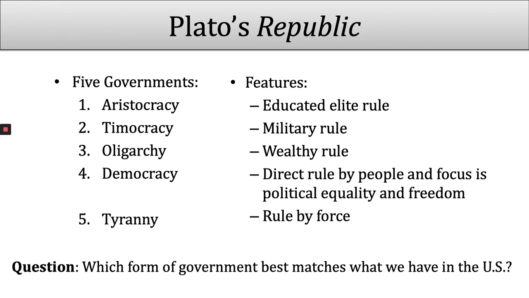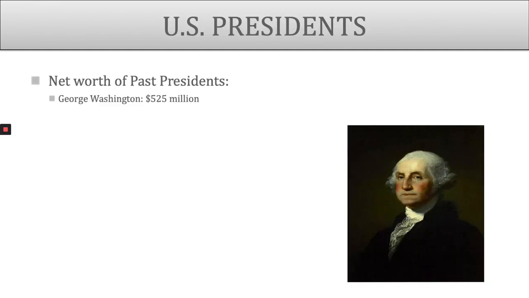All right, so just to dig deeper, again, I'm getting you guys to not accept things initially as they are. A lot of people, when they see this question, would initially react, well, obviously we're a democracy because that's what we say we are, right? Let's push back on that and see if there might be some truth to that, but again, that might be an oversimplification. Let's take a look at our leaders, the U.S. presidents, as we start to question this.